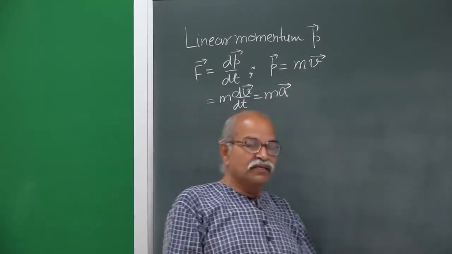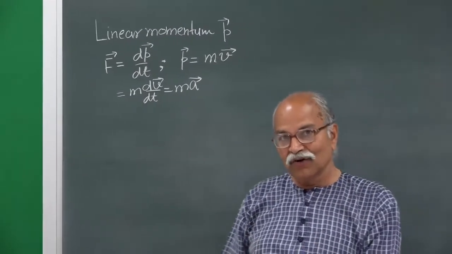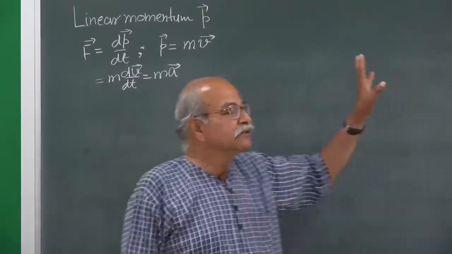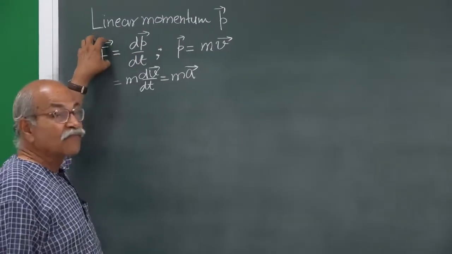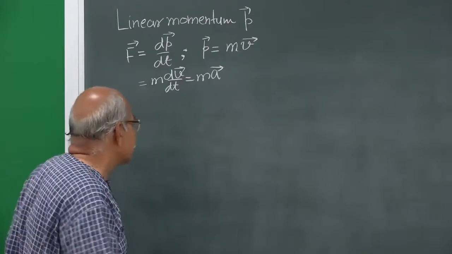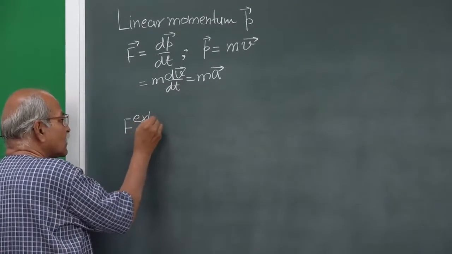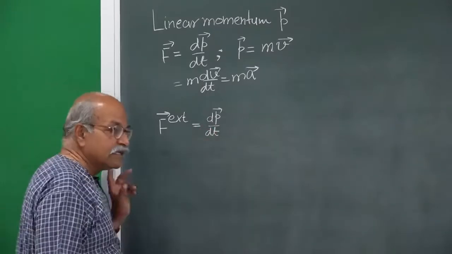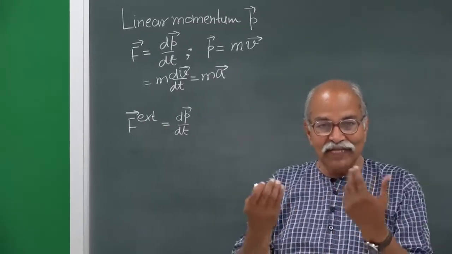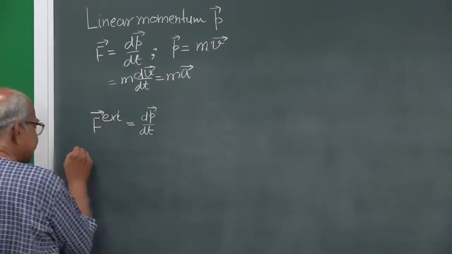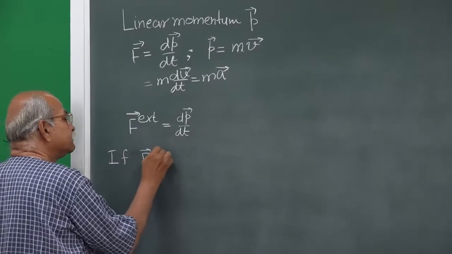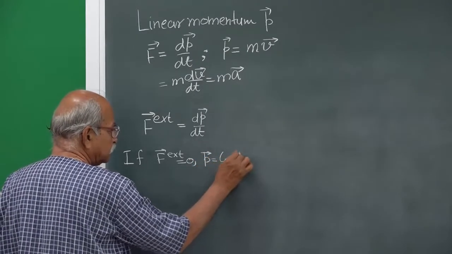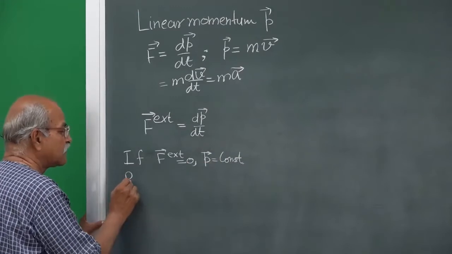And if you have a system of particles, a collection of particles, and there are forces on these particles from each other and from outside, then this equation is still valid, but then this F is the total force, all taken together, and you call it F external, that is equal to dp dt. That is still valid. The internal forces occur in pairs and therefore they cancel out, and hence if the external force is 0, dp dt is 0, and therefore P is constant. This is known as the principle of conservation of linear momentum.